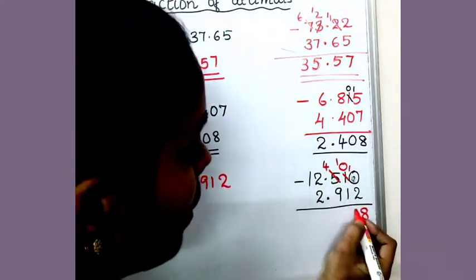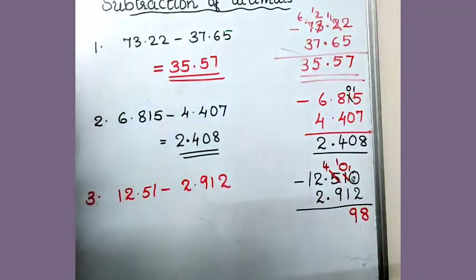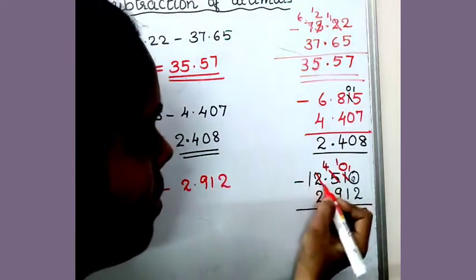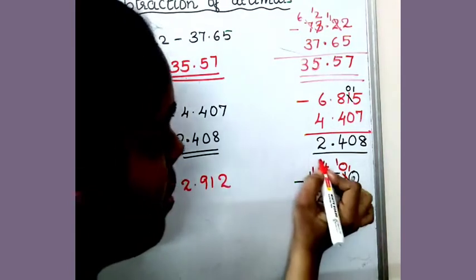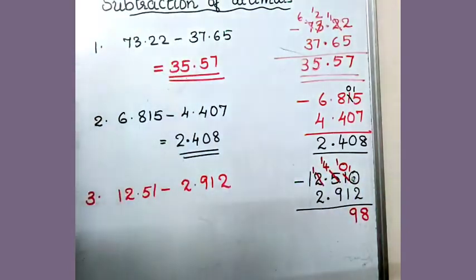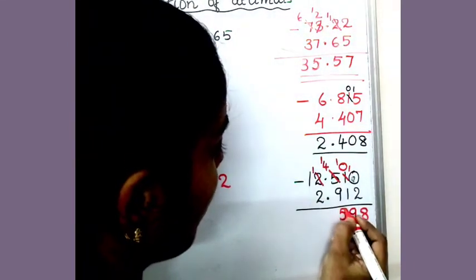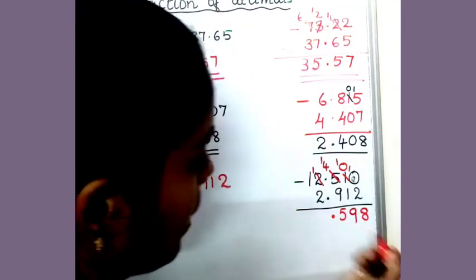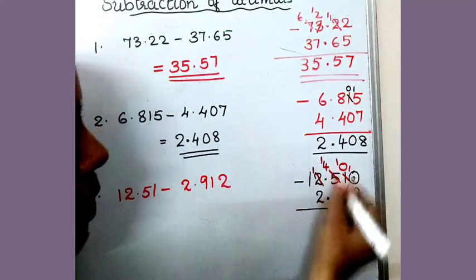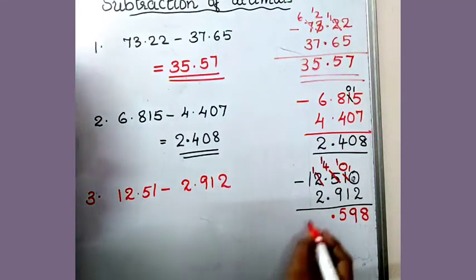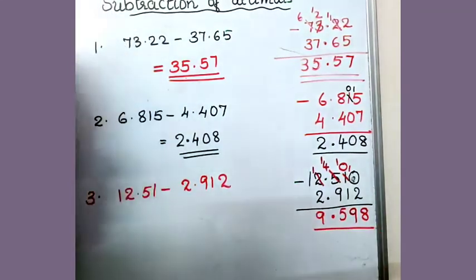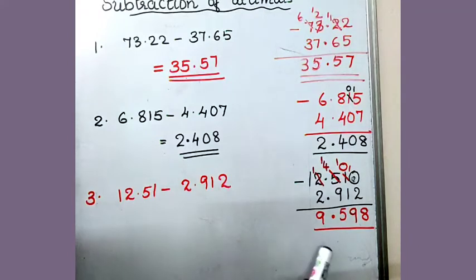10 minus 1, 9. Can we subtract 9 from 4? No. We have to regroup. This will become 1. This becomes 14. 14 minus 9. 10, 11, 12, 13, 14. It is 5. We have to put the decimal point here. 11 minus 2, 9. So the answer is 9.598.